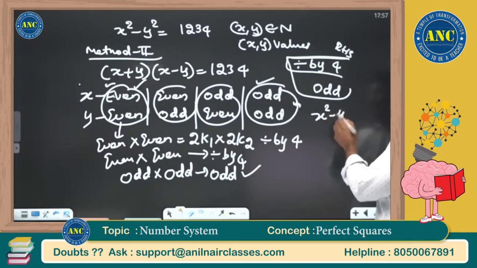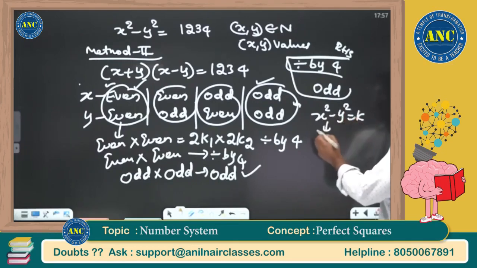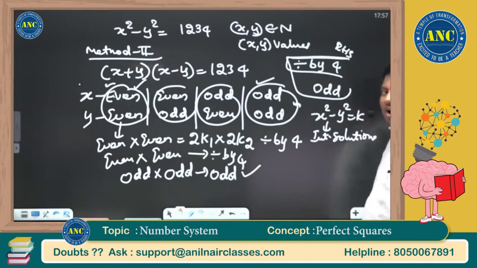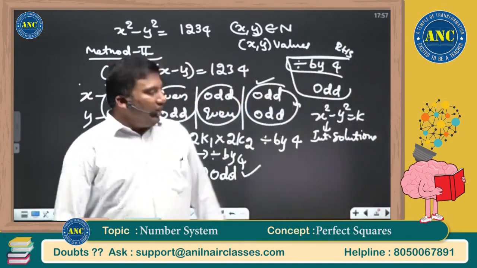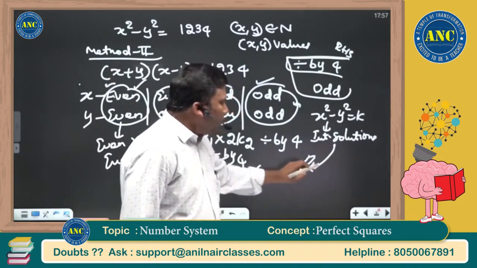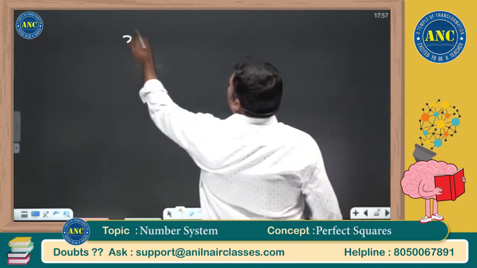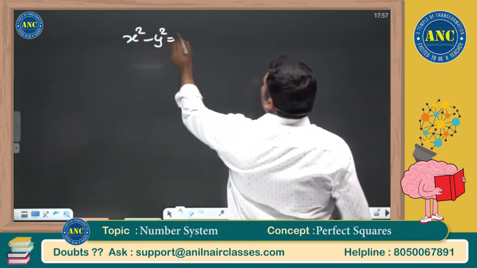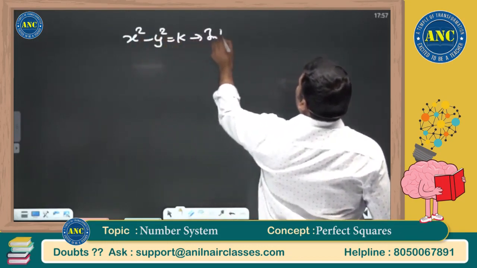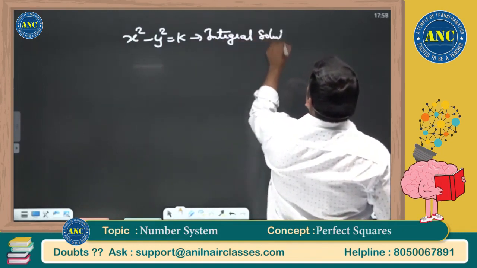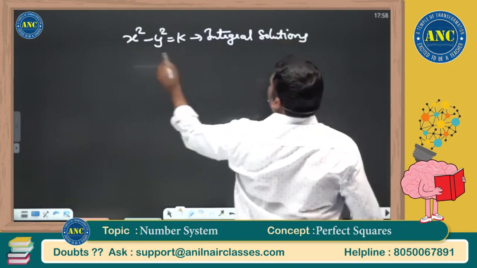x square minus y square equivalent to k. This will have integral solutions. What do you mean by integral solutions? The values x and y, if they take integers, then it is called an integral solution. x square minus y square equivalent to k. We will write it down in the new slide. This equation has integral solutions. Please make a note of it, sir.